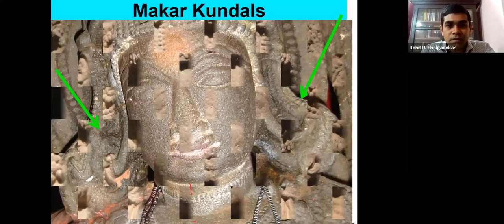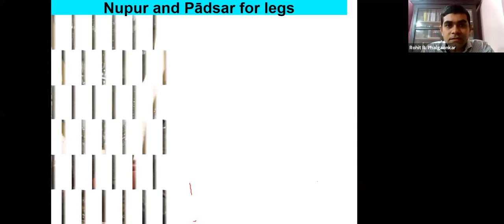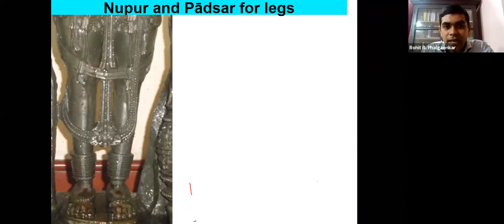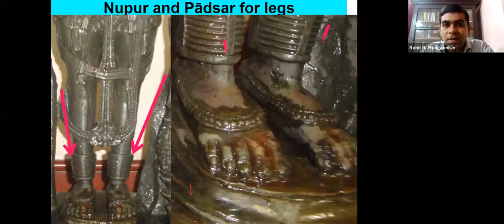Again, you can see this sculpture of Vishnu, which is kept in the ASI Museum in Old Goa. And you can see he is wearing Makar Kundal on both the sides. The sculptor has tried to show even the teeth of that mythological animal, if you can see the screen very minutely. Then for the legs, you have the nupur or the anklets. These are worn normally by the sculptures of Vishnu. And also for the feet, there is the Padasar.